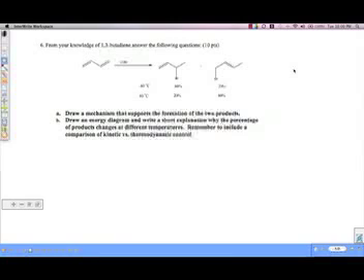Now I want you to look at this reaction here and basically look at what it's asking. Draw a mechanism that supports the formation of the two products, and draw an energy diagram and write a short explanation why the percentage of the products changes at different temperatures. Remember to include comparison of kinetic versus thermodynamic control. You should be able to now do this by what was stated earlier in this review, okay?